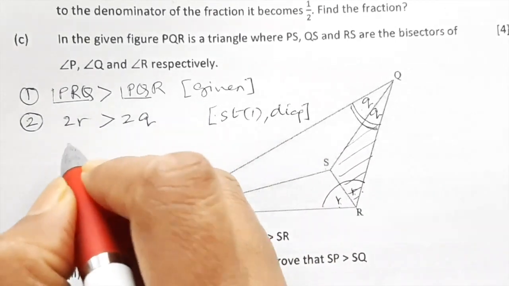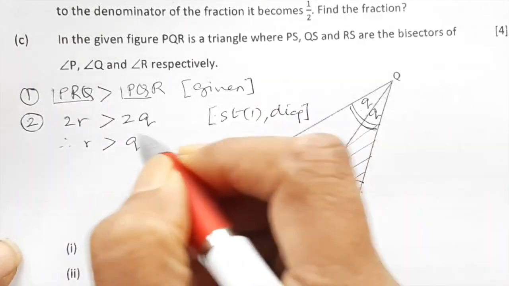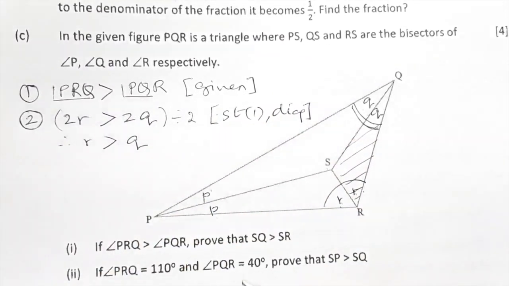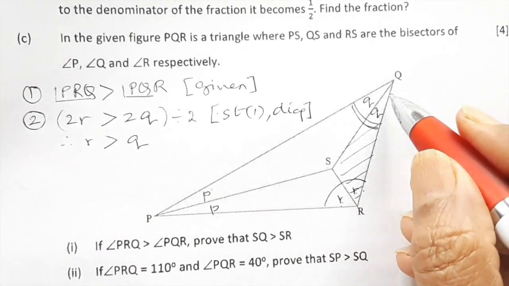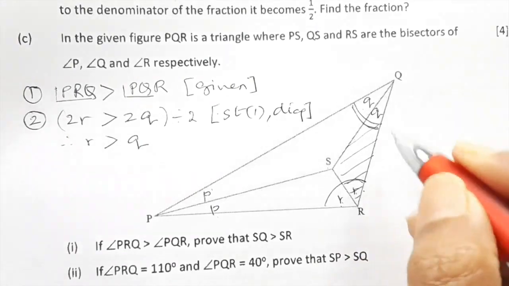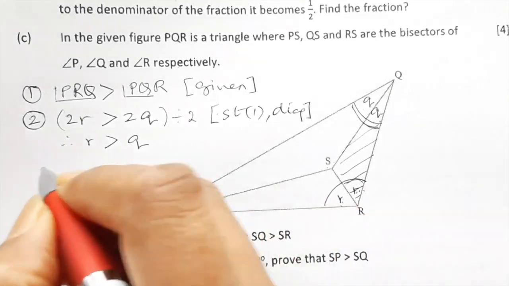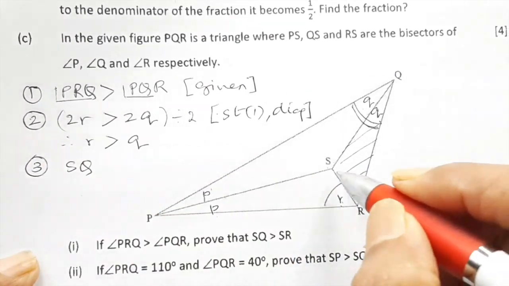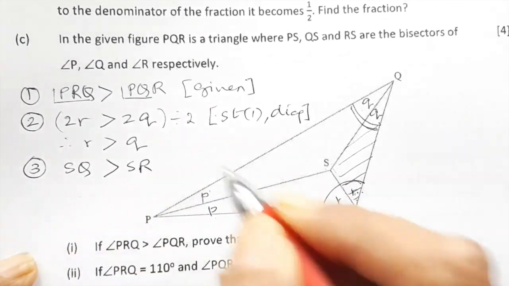Okay, so we will have therefore R greater than Q. Okay, because we are going to divide this by 2. So you will have R greater than Q. Now we have to concentrate on this triangle. Now if R is greater than Q, then opposite this R is SQ. So SQ is greater than opposite Q is SR. Reason?